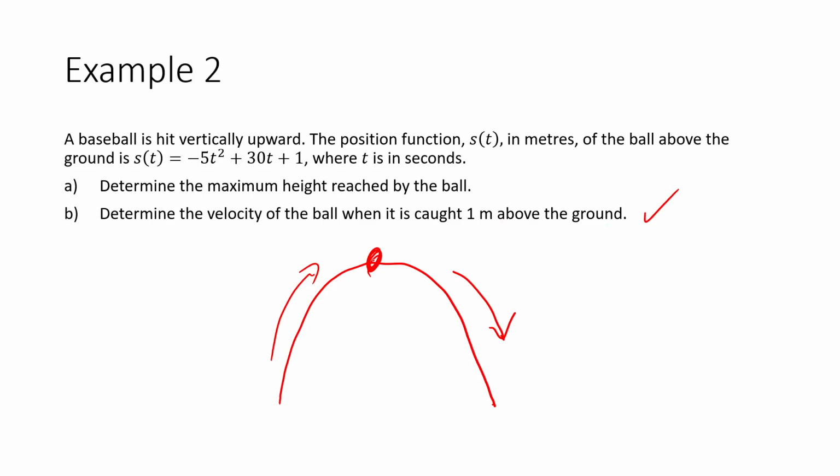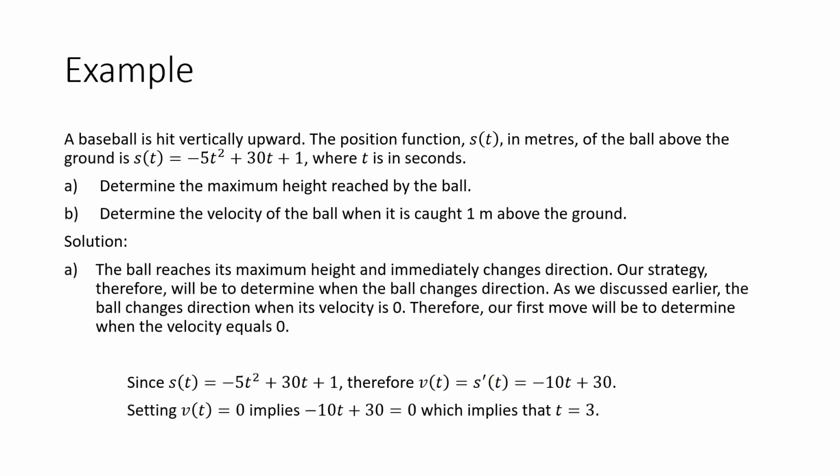To determine the maximum height, what we're going to do is determine at what moment the velocity was equal to 0, because at that moment of maximum height, our velocity goes from positive to negative. So for a brief instant, it crosses over a moment where the velocity is 0. We're going to figure out when that is. So the ball reaches its maximum height and immediately changes direction. Our strategy, therefore, will be to determine when the ball changes direction. As discussed earlier, the ball changes direction when velocity is 0. Therefore, our first move will be to determine when the velocity is 0.